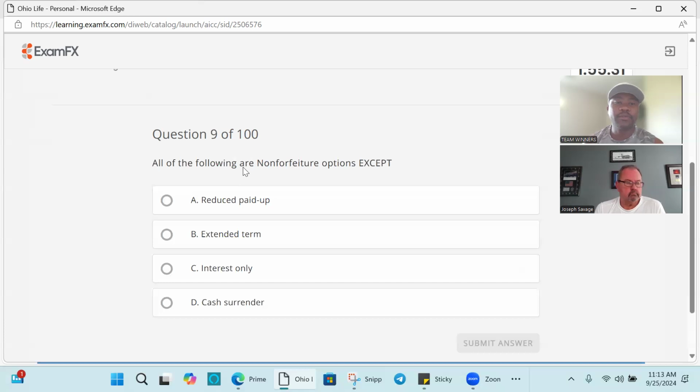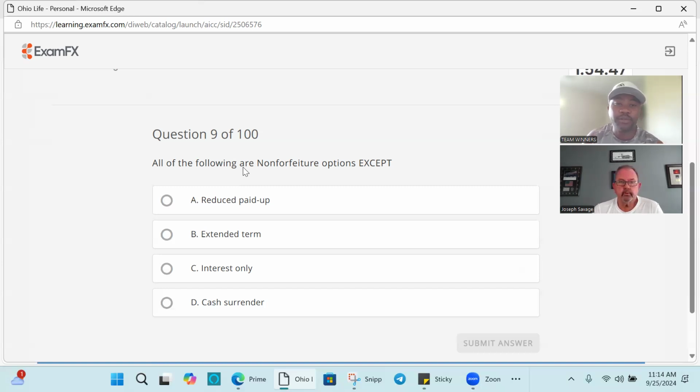All of the following are non-forfeiture options except: what is non-forfeiture in life insurance? Non-forfeiture in life insurance means that there's cash value left in a life insurance policy and I'm not allowed to forfeit it. In other words, the insurance company has to make sure I get it back. It's very similar with annuities, but in this context we're talking life insurance. So we have money left, that's cash value. Reduced paid-up, extended term, interest only, cash surrender.